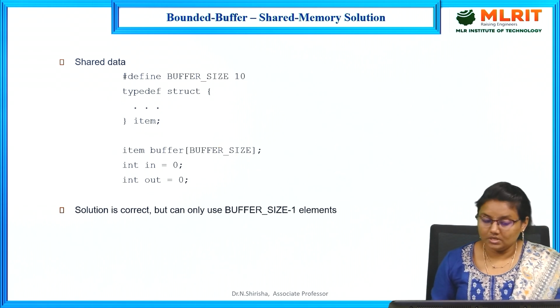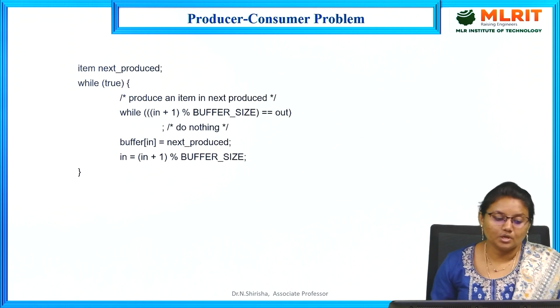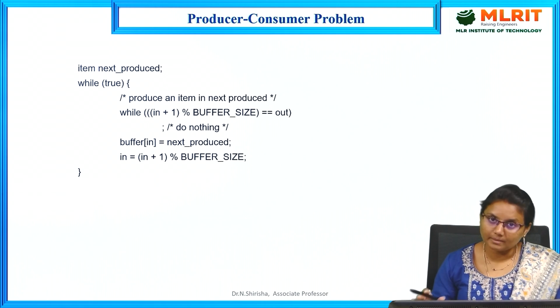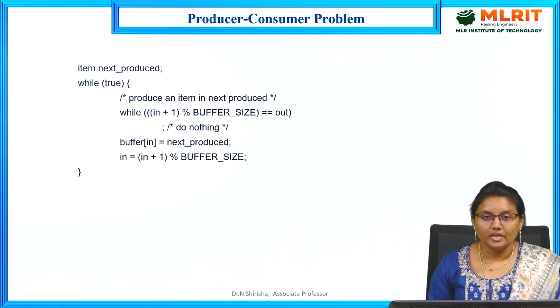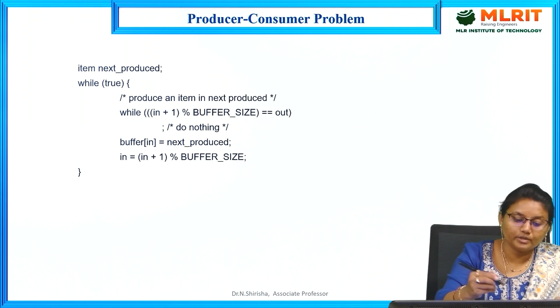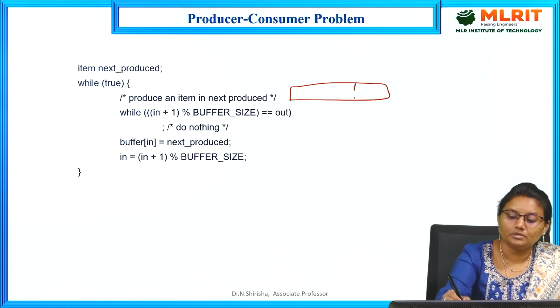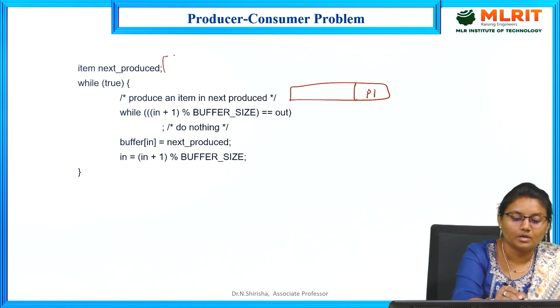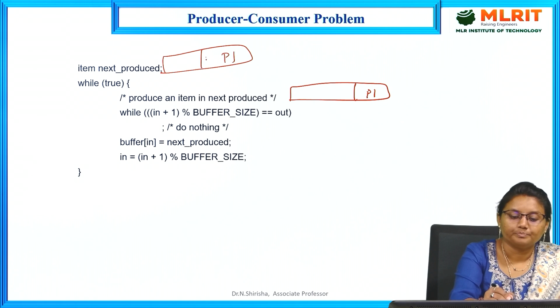Okay, so here: item next produced, while true. If there are some items to produce, if there are some items in the ready queue, then while true holds. Then what do you have to do? Produce an item into the buffer. Now you are producing P1 here, because there are some items. Here I have P1, P2, P3. Now this is true.